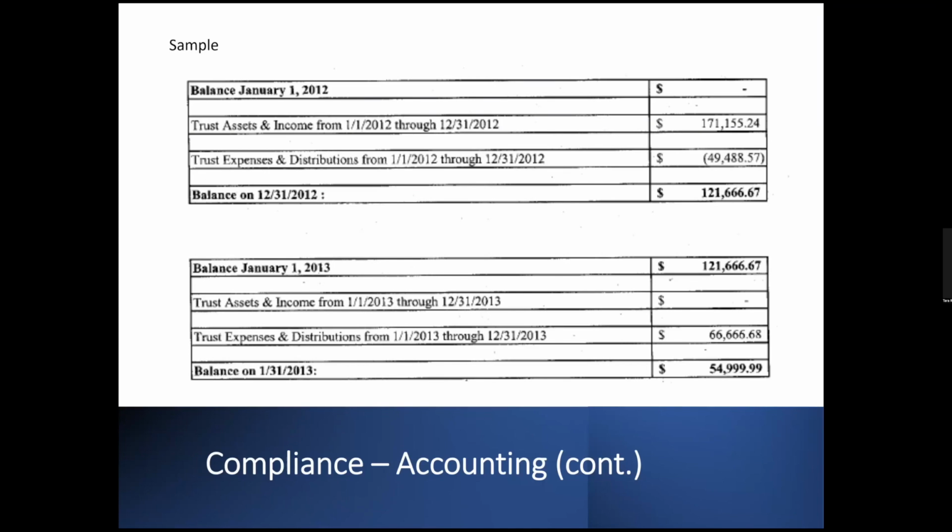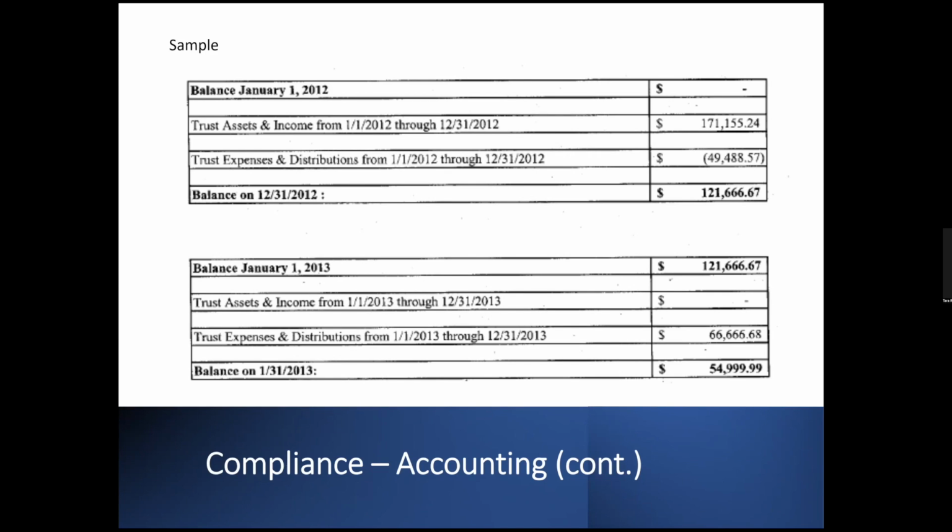A very simple example of a basic accounting would be balances of assets from the prior year's accounting. This is actually, no, I'm sorry, assets and income for the year, expenses and distributions, and a balance. I mean, a lot of times that's all beneficiaries want to know. What do we have? What did you spend? And what's the final balance? The next year starting balance is the same as the prior year's ending balance. And then you get new expenses for the next year, leaving another balance. So sometimes accountings can be that simple.